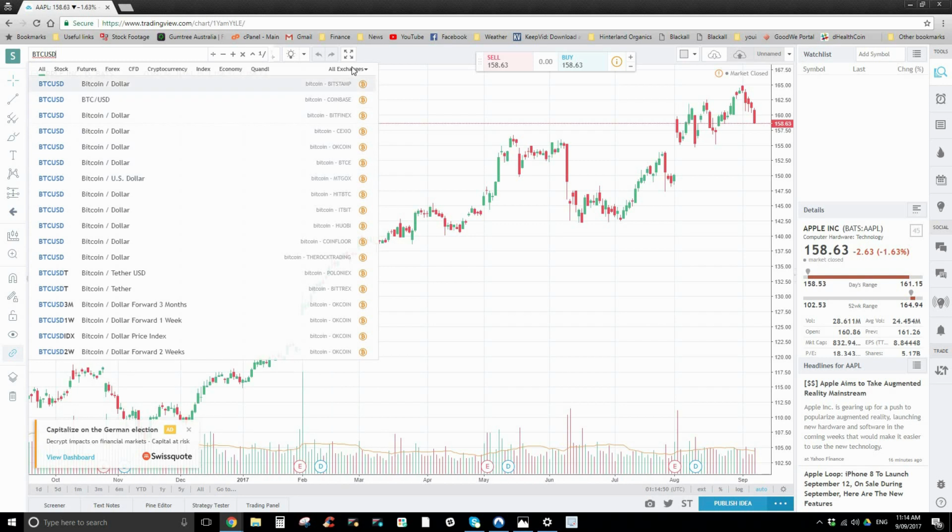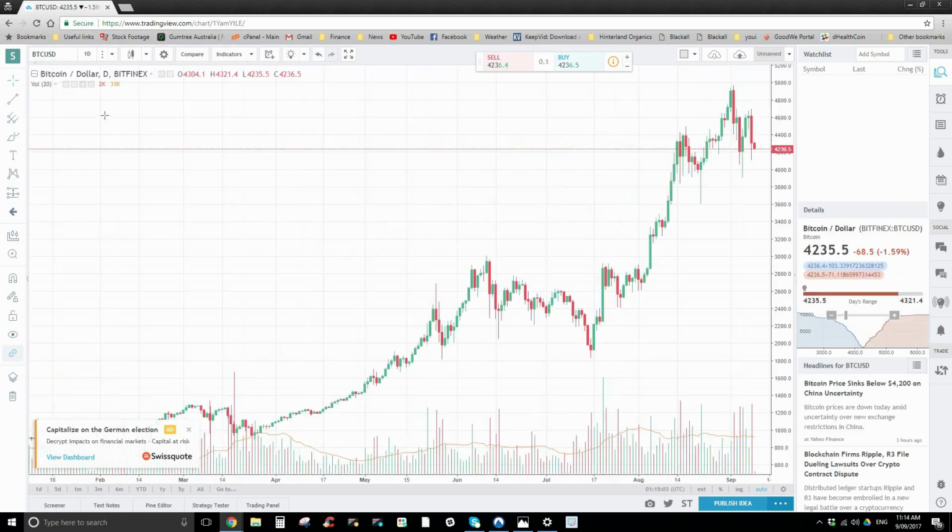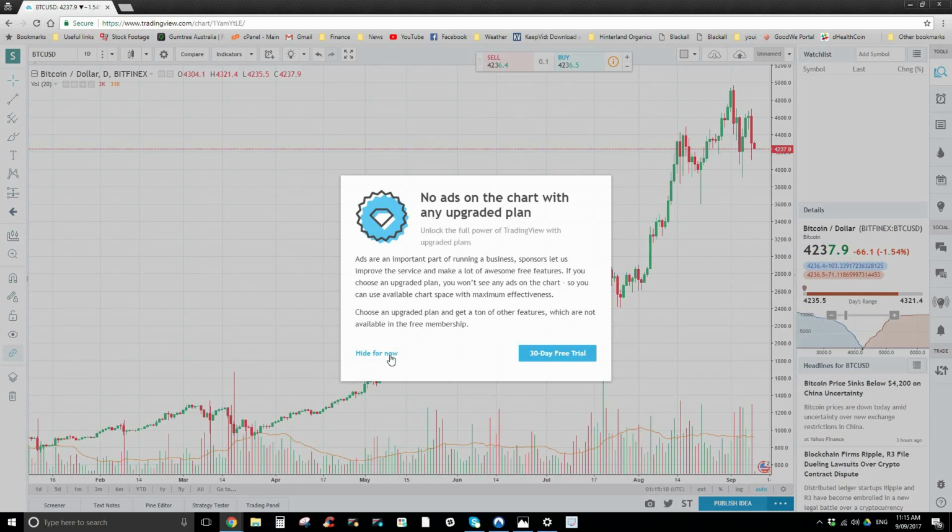So then on the right hand side here, you look at all the exchanges which they actually then refer to display. So I will just take it, say, off the Bitfinex site. So I click on that, and what you end up with is Bitcoin versus the dollar, and this shows the chart. Again, here are those little pop-ups. We'll just turn them off for now.